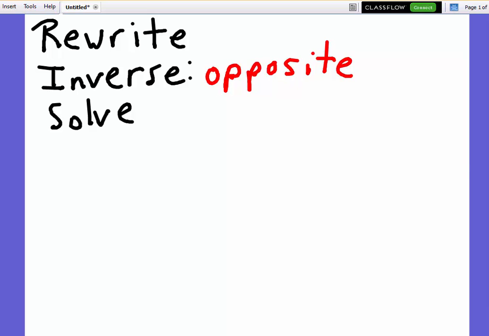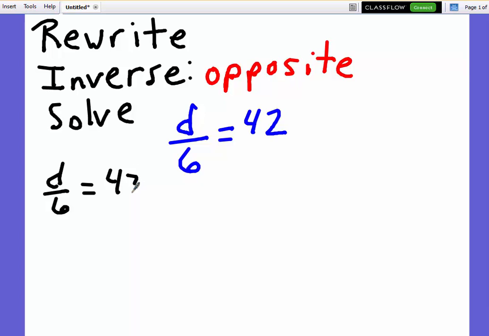So let's try a division problem, then I'll have you do your practice work. Alright, I have d divided by 6 equals 42. So I'm going to do my first step. My first step is I rewrite the problem. So d divided by 6 equals 42. My next step is the inverse. Inverse means, again, that opposite. What is the operation that I'm doing here?